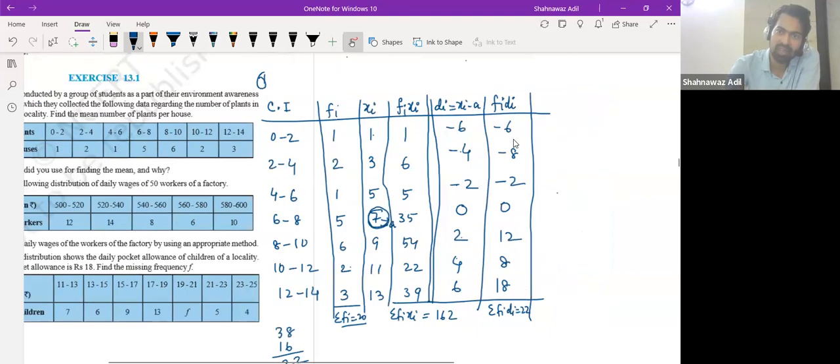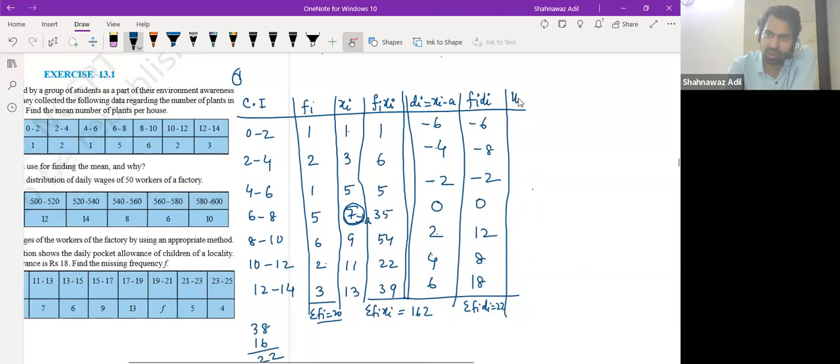So for that, we have to calculate ui. So ui is gi by h. So this is the assumed mean method. This is the direct one, right?